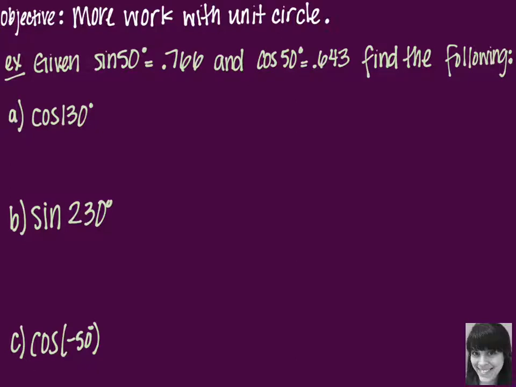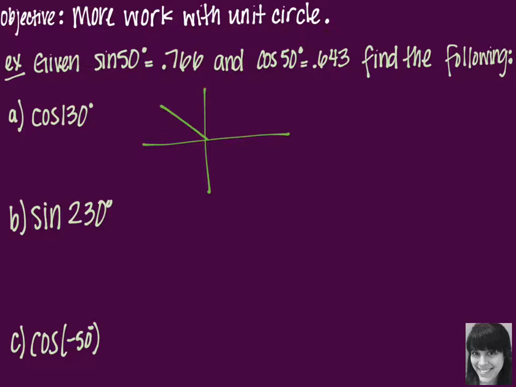Given that sine of 50 equals 0.766, and given that cosine of 50 equals 0.643, find the following. Now, in your book, if you look at this example, they have you doing a bunch of weird stuff, but we'll just go through it. So, cosine of 130 degrees. First we're going to figure out where that is in our quadrants. 130 is going to be in our second quadrant. We know that cosine is negative in this quadrant. So I take what cosine of 50 is, because 180 minus 50 is 130, so I know that they're going to have the same cosine, except it might be negative, and in this case it is.